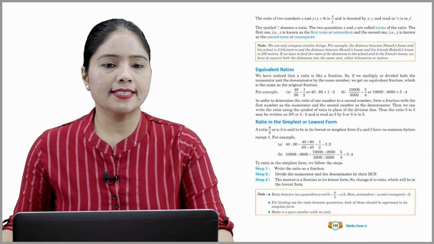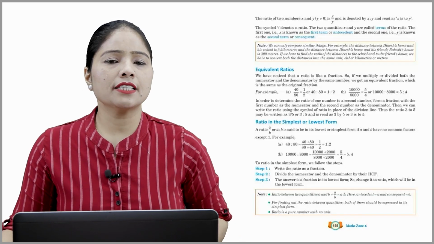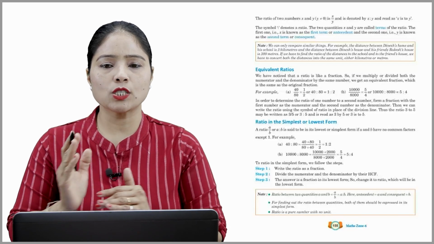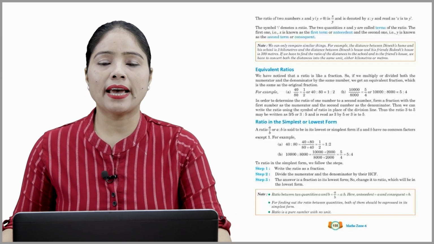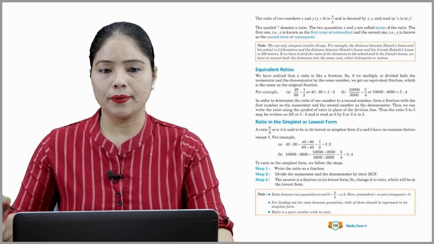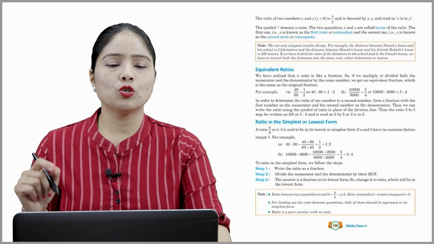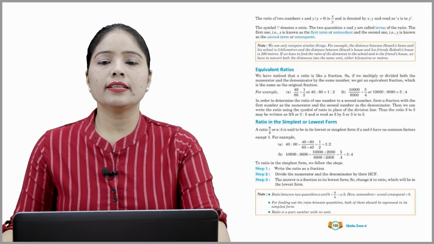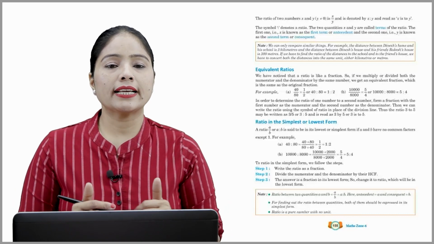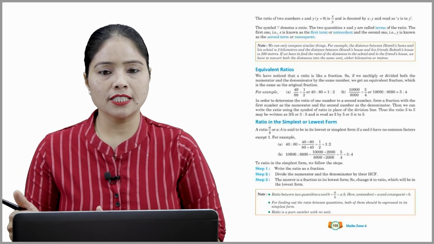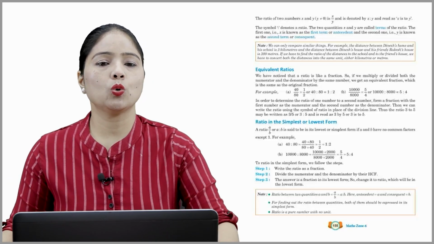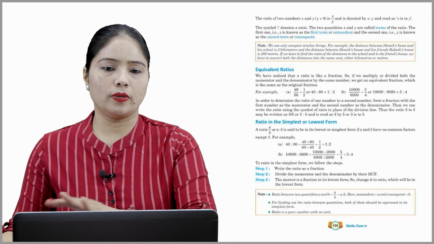So now, moving next. The ratio of two numbers x and y, where y is not equal to 0, is x by y and is denoted by x double dot y and read as x is to y. The symbol double dot denotes a ratio. The two quantities x and y are called terms of the ratio. The first one, x, is known as the first term or antecedent, and the second one, y, is known as the second term or consequent.